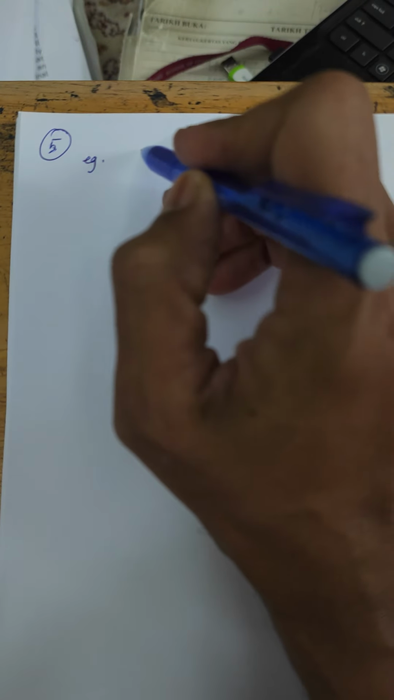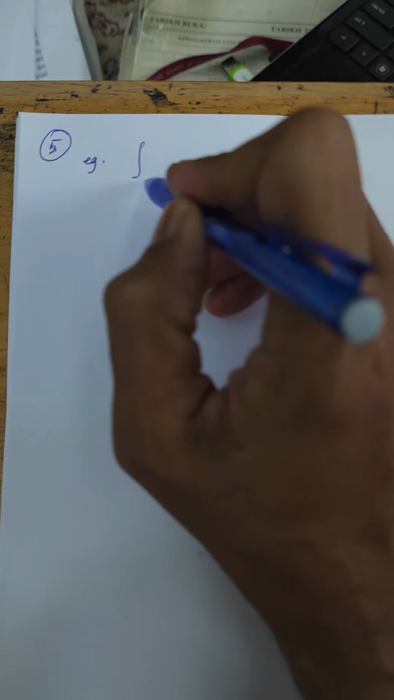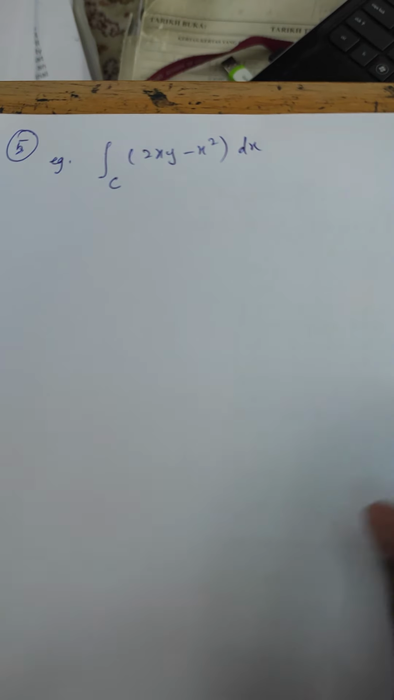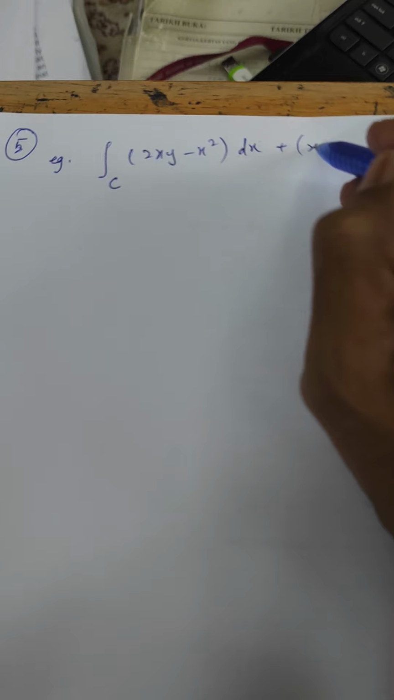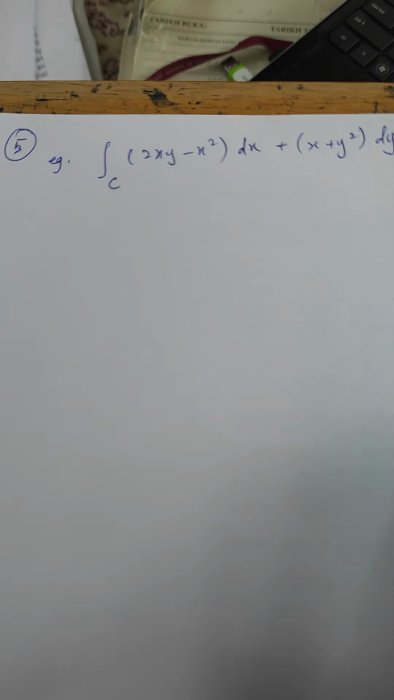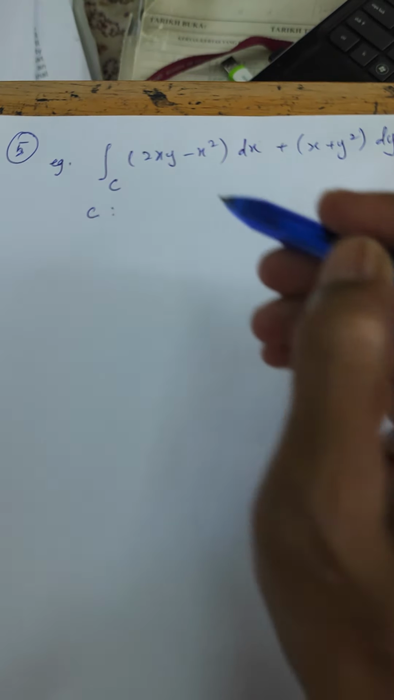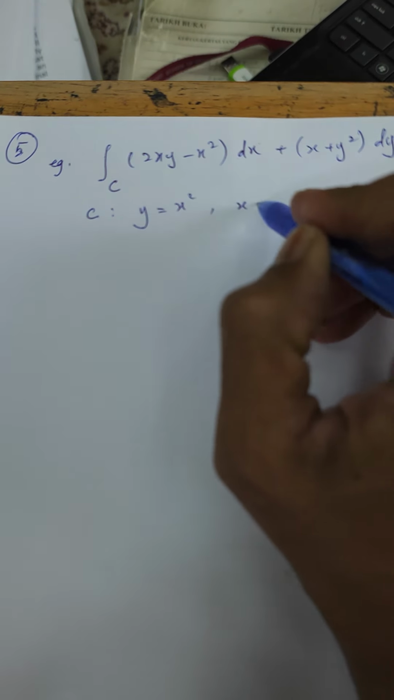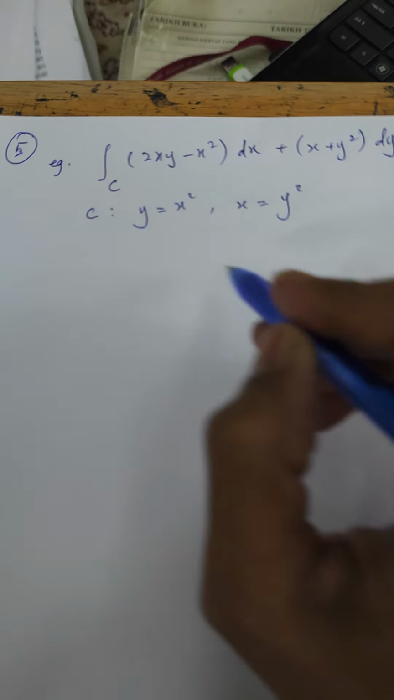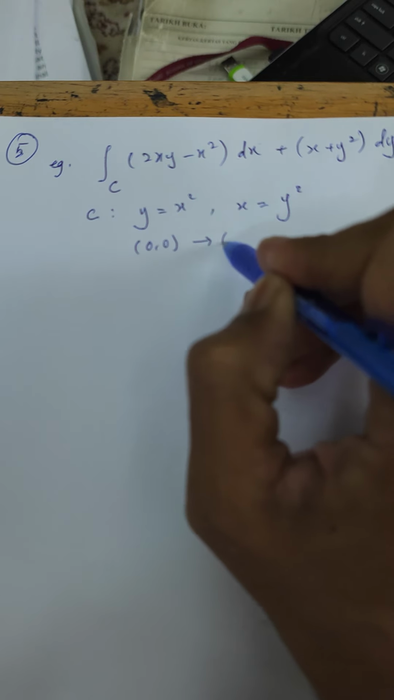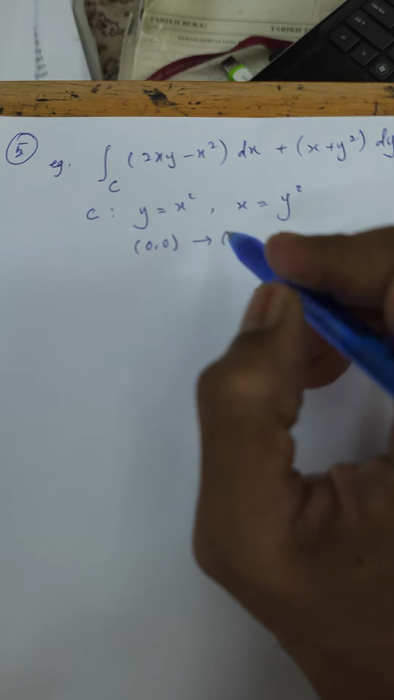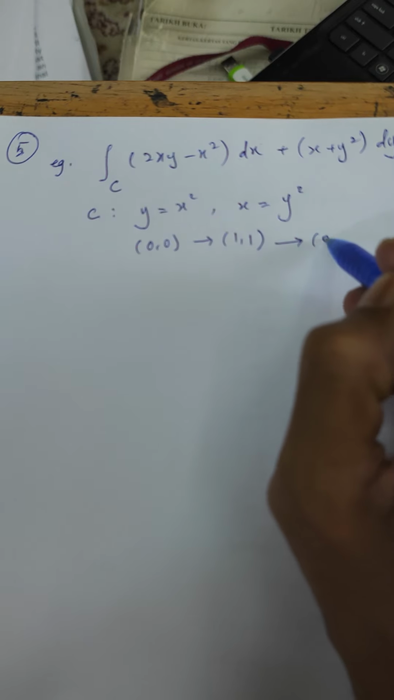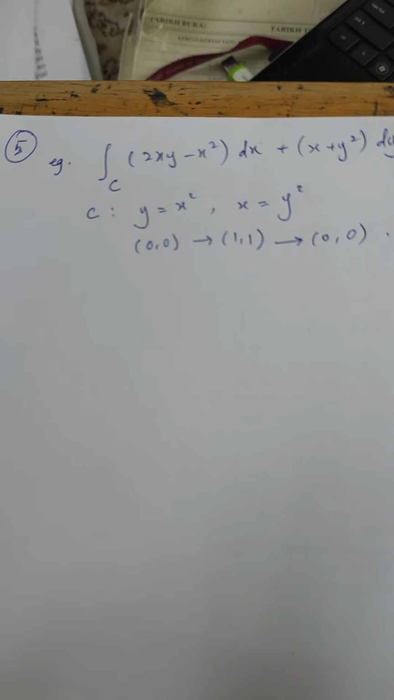Let's say we want to evaluate this integral, given the curve C: the integral of 2xy minus x squared dx plus x plus y squared dy, where C is given as y equal to x squared and x equal to y squared, from 0, 0 to 1, 1 and back to 0, 0. Let's say I want to evaluate this integral.